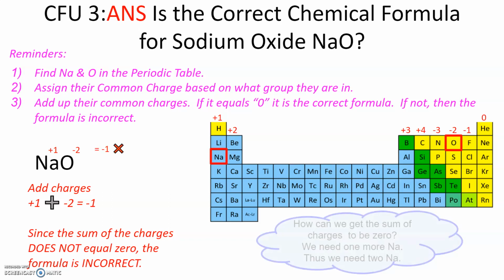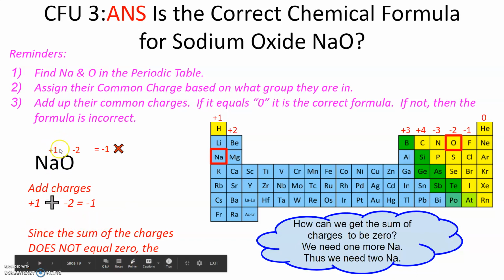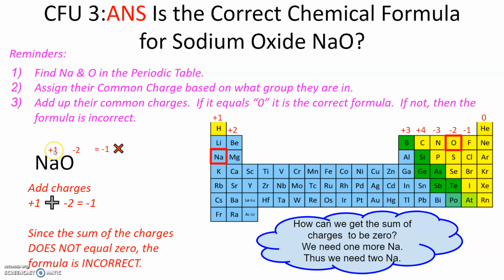So since that's not the case, the question then becomes, well, how can we get the sum of the charges to be 0? How can we correct this formula, right? And what you may notice is, in order for the charges to cancel or balance out, you would need a total of 2 sodiums. So if you have 2 Na's or 2 sodiums, then that should balance out the -2 and give you your overall charge of 0.